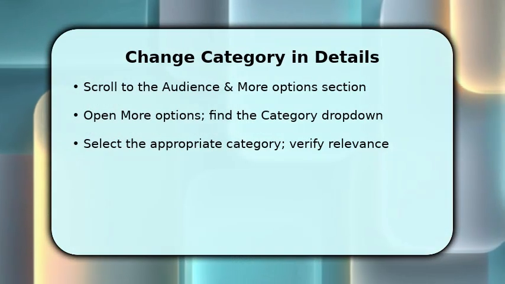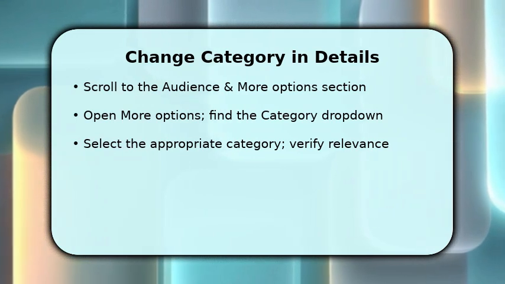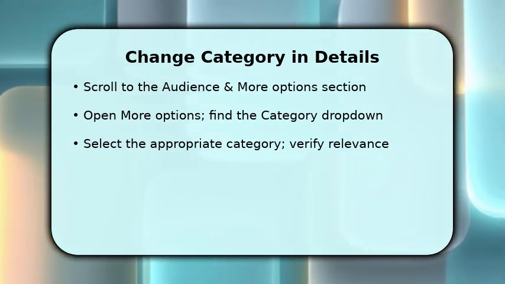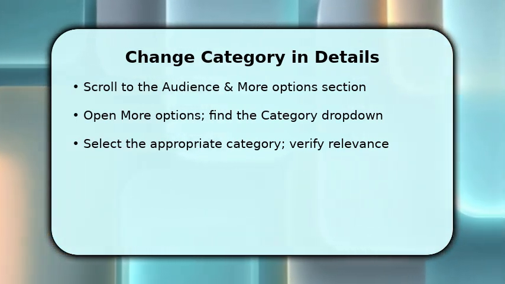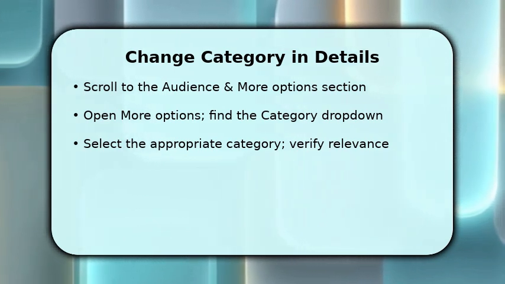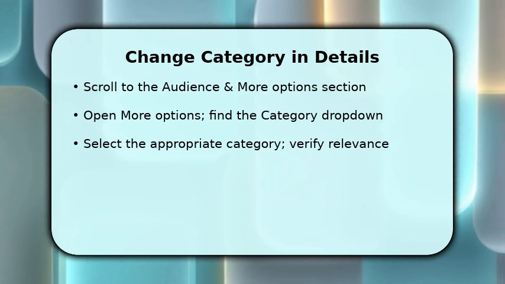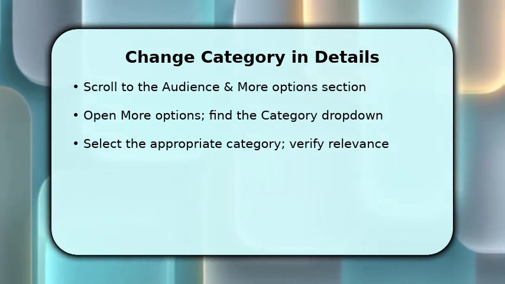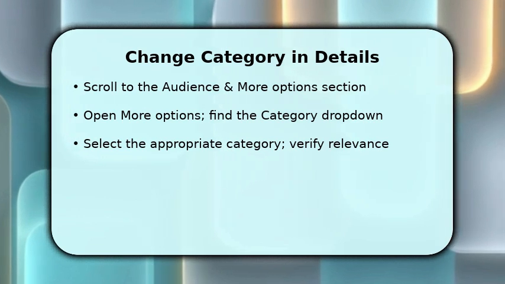Once in Details, scroll to the Audience and then More Options section. This expands advanced fields. Under More Options, locate the category dropdown. It's often below Tags and Language. Click the dropdown and choose the category that best matches your content because correct categorization improves discovery and adds suitability.